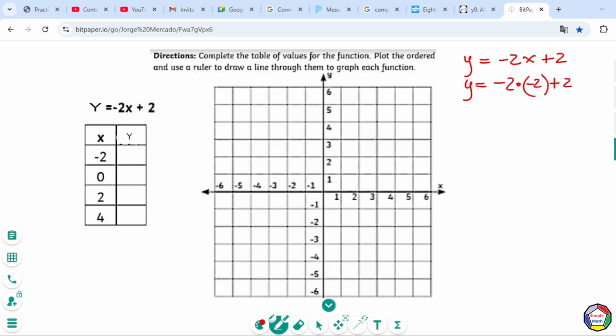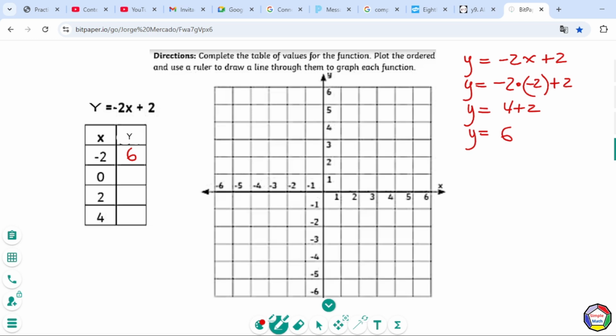So if we solve that, minus 2 times minus 2 is 4. So we have that y is equal to positive 4, which is not necessary to write, plus 2. Yes? So plus these 2. All right, so 4 plus 2 is equal to 6. So I have that y is equal to 6. Now I can complete my chart here. So if x is minus 2, in that function, y is going to be equal to 6.